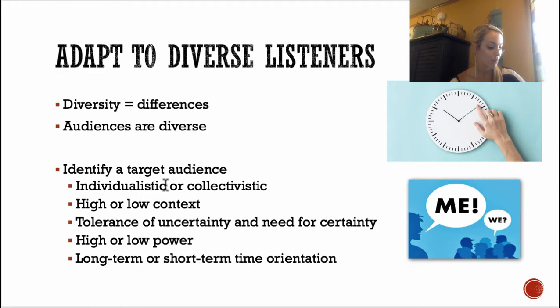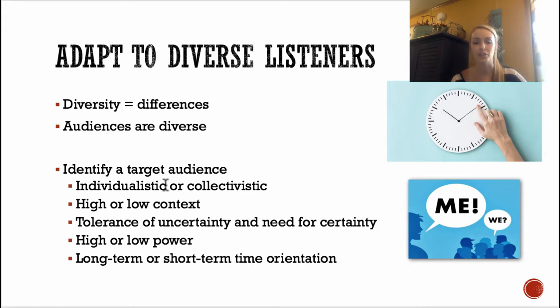So people from high power culture relationships are likely to perceive people in leadership roles as credible. So basically the hierarchy within that communication situation is very, very clear. People with low power, it's more of just an even playing field. So again, guys, just recognizing what type of audience you're dealing with and adapting your message and your delivery style to that audience. Lastly, here we have long-term or short-term time orientation.